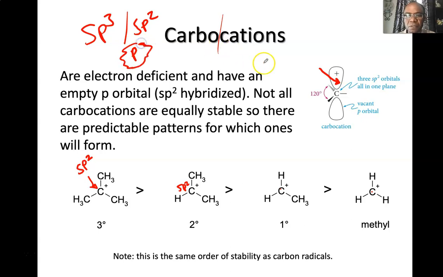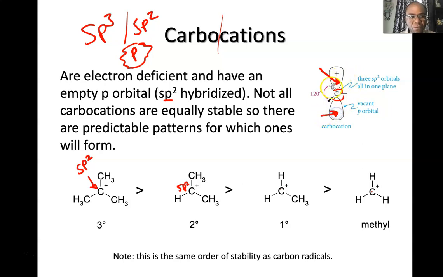So there's one p orbital that's empty, which is what you're showing here, orthogonal, 90 degrees to the plane of the carbocation. And because it's sp2, all carbocation C+ centers are trigonal and planar. So if they are planar, we can draw them flat like this on the plane. The bond angle will be 120.